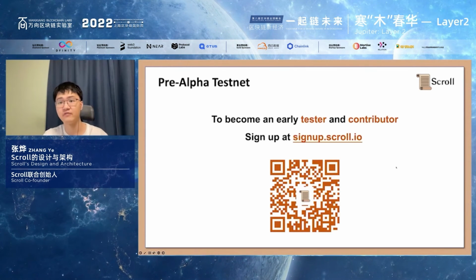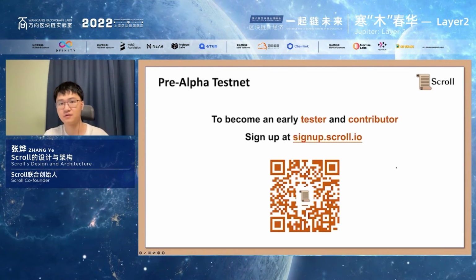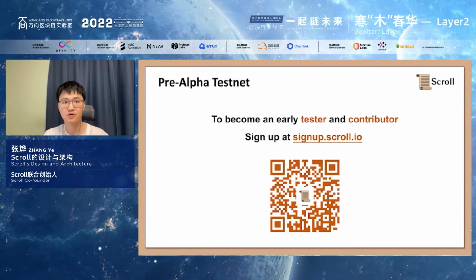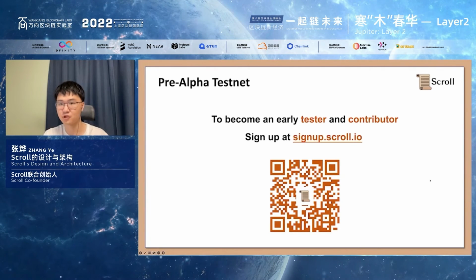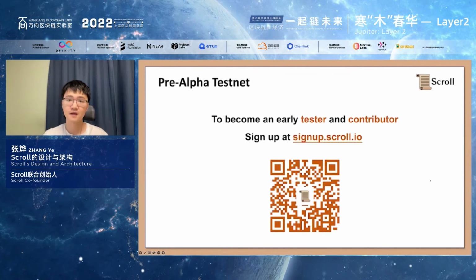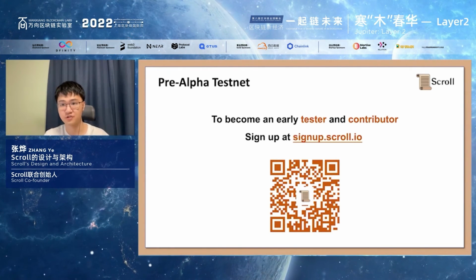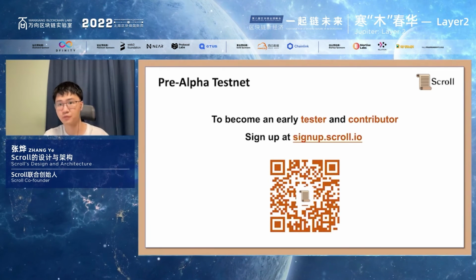We already have a pre-alpha testnet running. You can see it with a live ZK proof. If you want to become an early tester and a contributor, sign up at signup.scroll.io. It's used for interaction with on-chain applications, including bridge and swap.